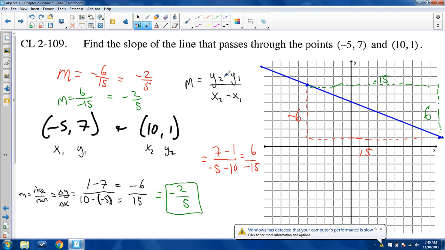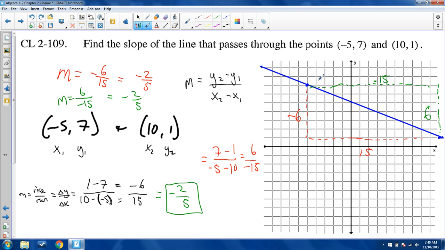It doesn't matter which one you do first. I could do x1 minus x2 and y1 minus y2, as long as I do x1 minus x2 and then y1 minus y2. I wouldn't do x1 minus x2 and y2 minus y1. That will change the sign of my answer. That'll make my graph go this way. And that's not what we're looking at. We are looking at a negative slope. So keep that sign in mind.